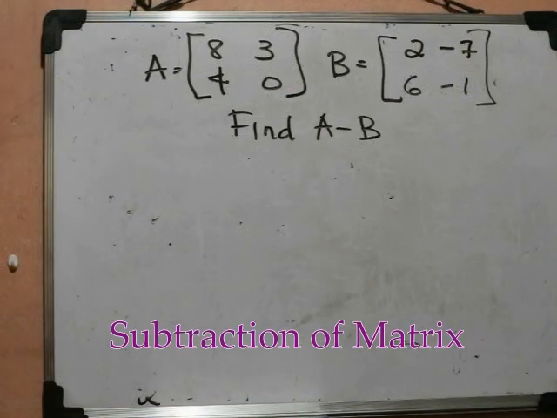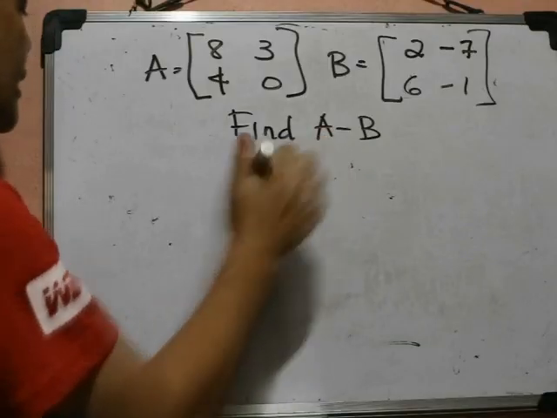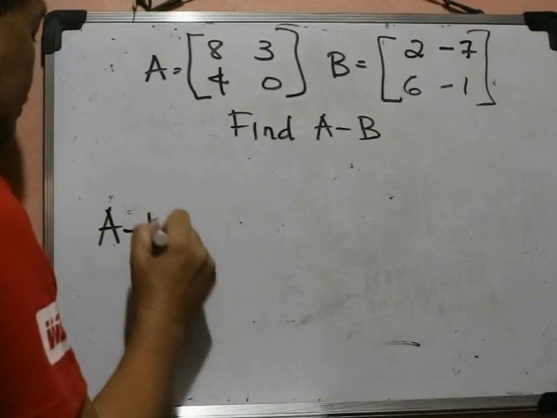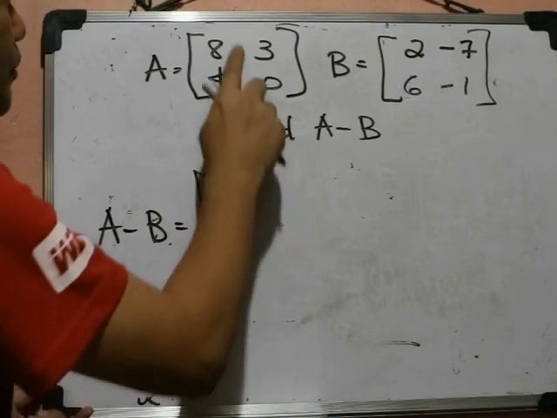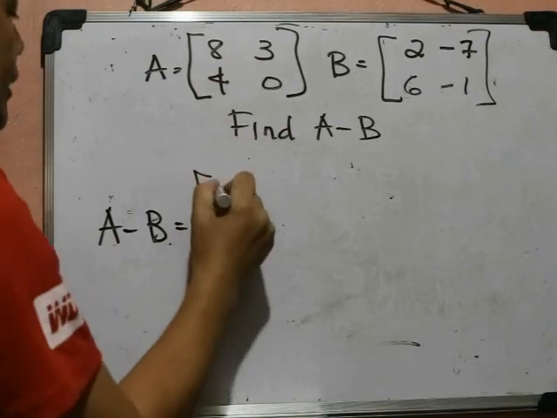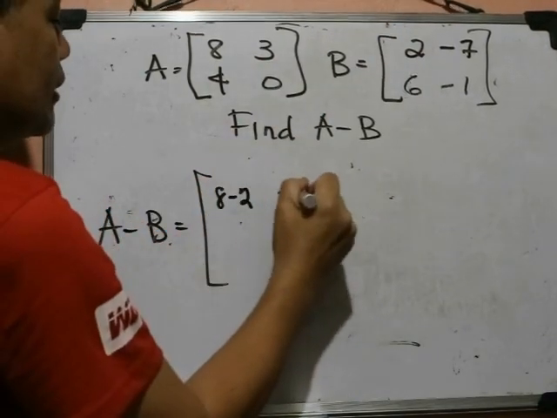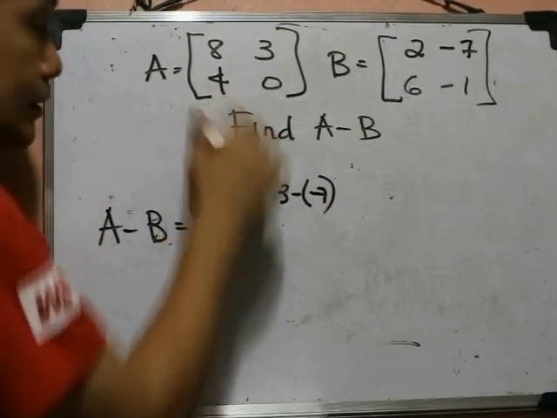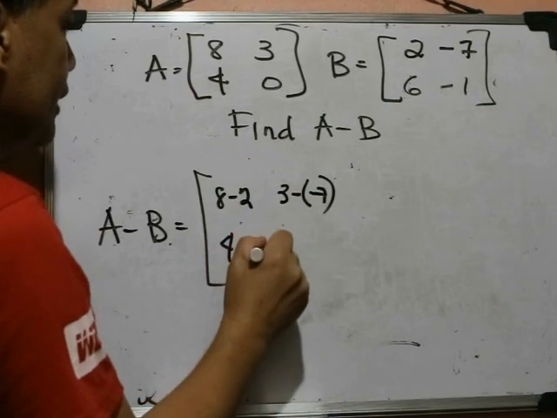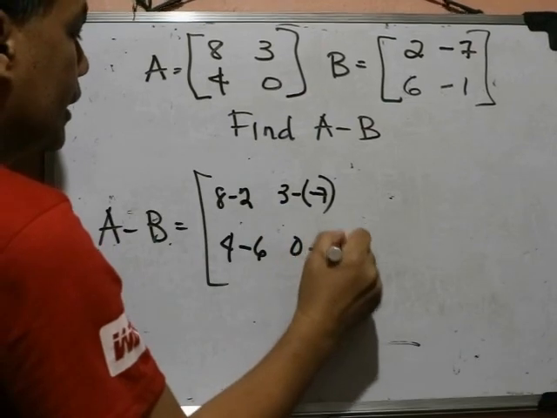For subtraction of matrix, so we have matrix A and matrix B, then we have to subtract B from A. So A minus B is equals to, so we have to subtract number on the same entry. So that is 8 minus 2, dito, 3 minus negative 7, ito naman, 4 minus 6, then 0 minus negative 1.